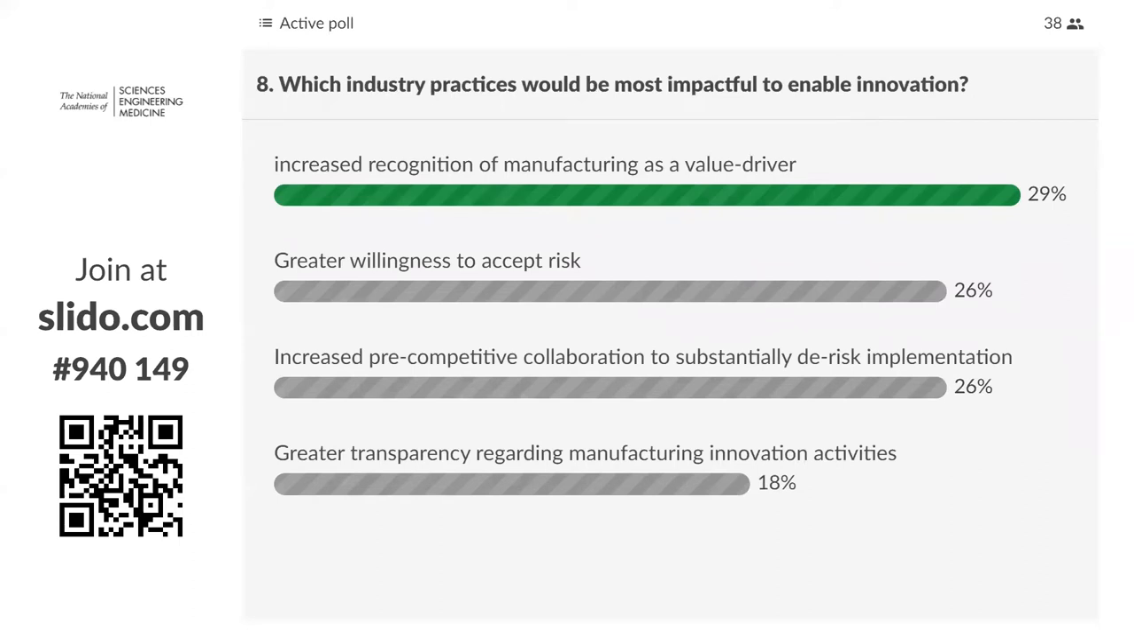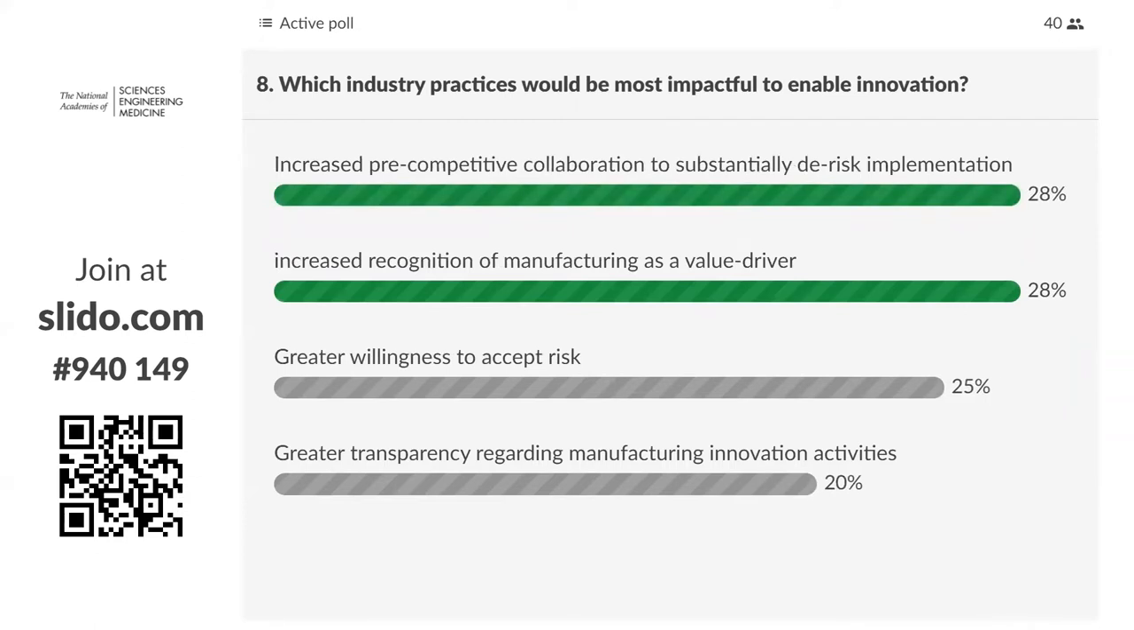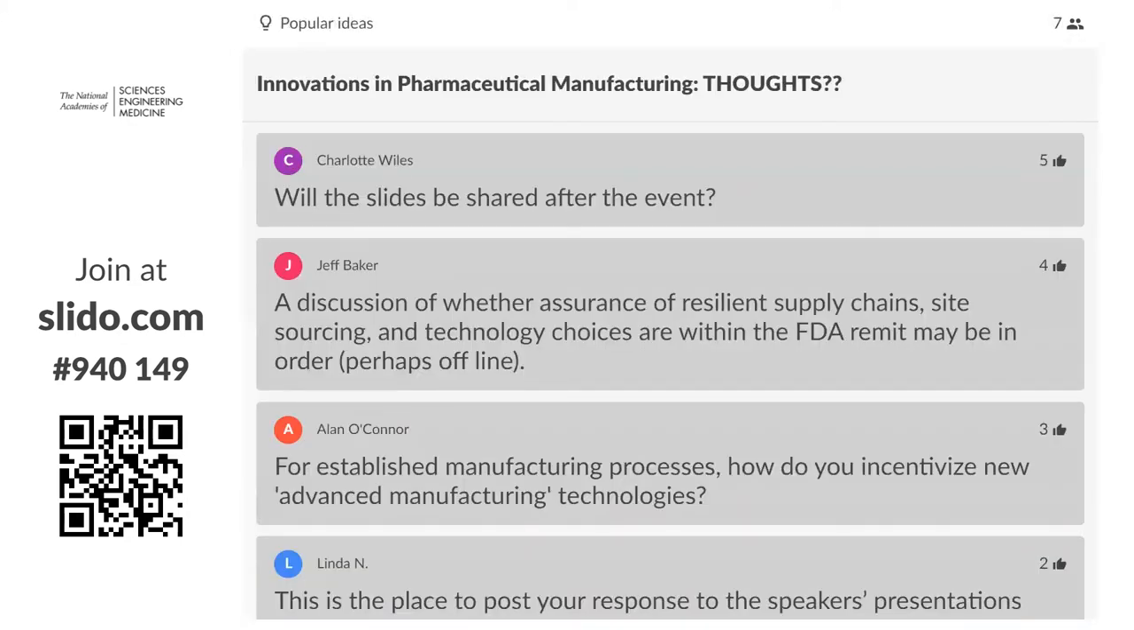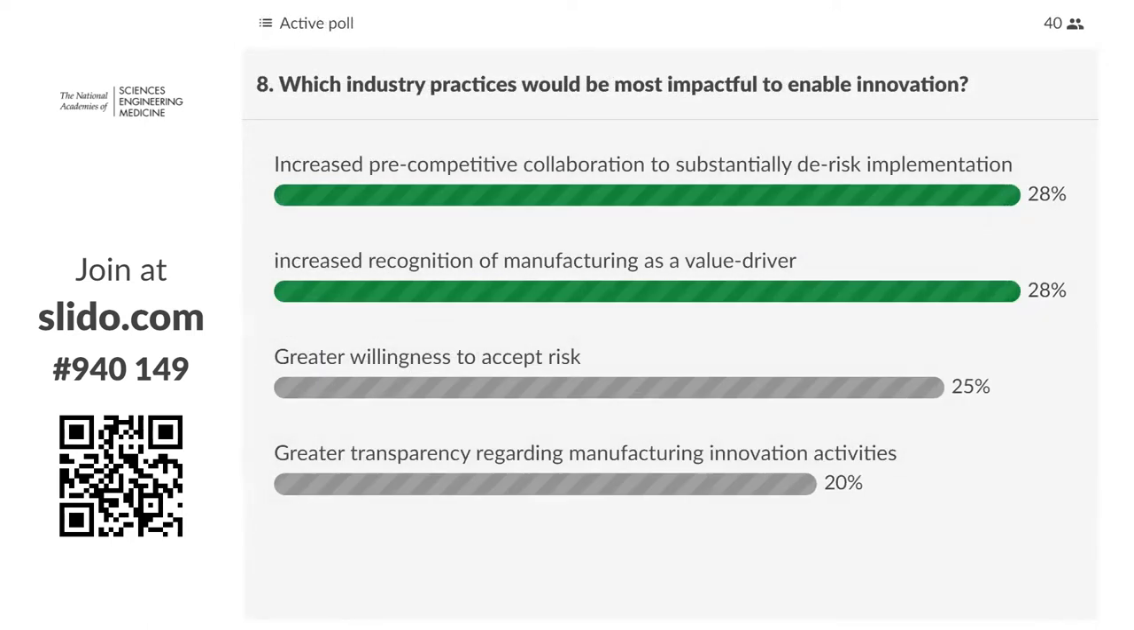Okay. All right, so which industry practices would be most impactful to enable innovation? Increased recognition of manufacturing as a value driver and a greater willingness to accept risk? Really all of these are viewed as important. So I think the poll is still open. I encourage you to be using the Slido platform. I got a side message from someone that says that the ideas tab doesn't appear to be working yet. So I don't know if that's just because the polling questions are up, but. It's because the polling questions are up and we wanted to review it with everyone. But once the session starts after Sally, I'll turn it on for the ideas tab.